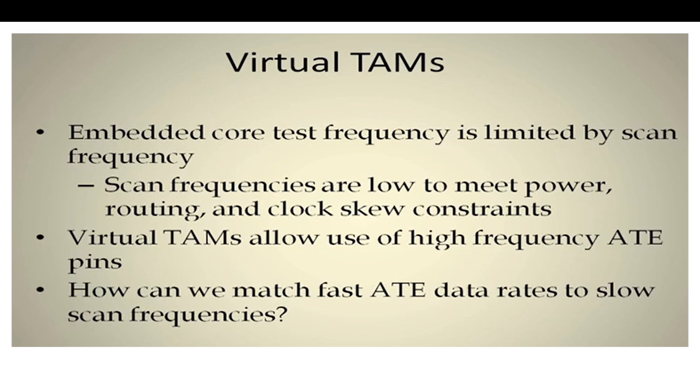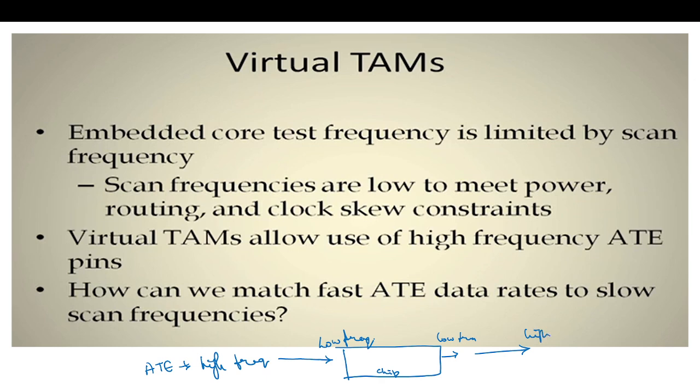So embedded core test frequency is limited by the scan frequency. Scan frequencies are low to meet the power routing and clock skew constraints. Virtual TAMs allow use of the high frequency ATE pins. How can we match fast ATE data rates to the slow frequency scan? Now we said that ATE can give the data at a high frequency. This has to be applied to the chip. But here somewhere the frequency has to be reduced. And again we get low frequency. Again we have to do something like we can increase the frequency and give to the ATE.